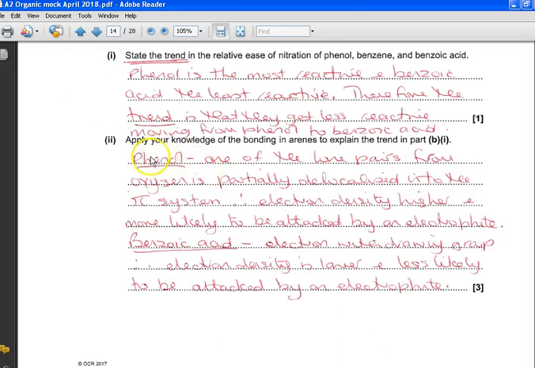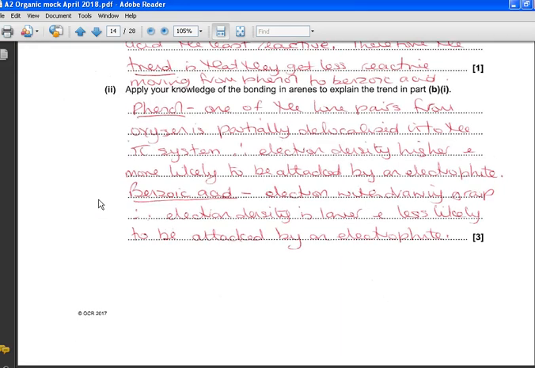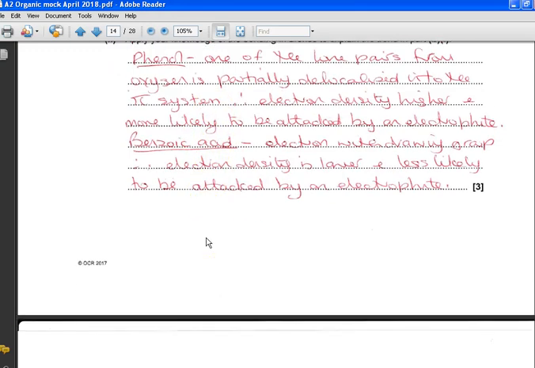So you need to know, obviously, that with phenol, the lone pair from the oxygen is partially delocalized into the pi system, which gives a higher electron density and makes it more reactive. With benzoic acid, of course, you've got that COOH group, which is actually electron withdrawing. So the electron density is lower in benzoic acid, so it's not going to be as reactive. Okay, and that's an application. Again, this is differentiating, yeah, in terms of how much you understand the chemistry.